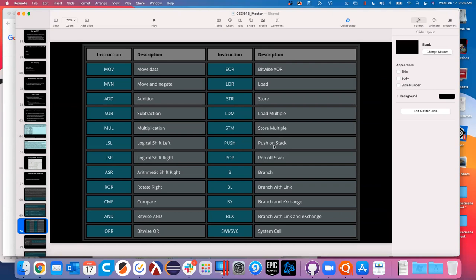Most architectures support some kind of stack data structure, which is a last in, first out data structure. Think of it like a stack of magazines. The last magazine you put on top would be the first one you take off the top.